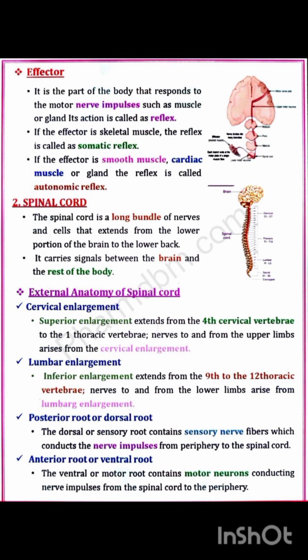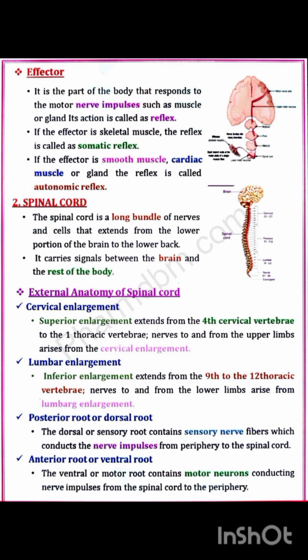Second one, spinal cord. The spinal cord is a long bundle of nerves and cells which extends from the lower portion of the brain to the lower back. It carries signals between the brain and the rest of the body. External anatomy of spinal cord involves cervical enlargement, lumbar enlargement, posterior root or dorsal root, anterior root or ventral root.